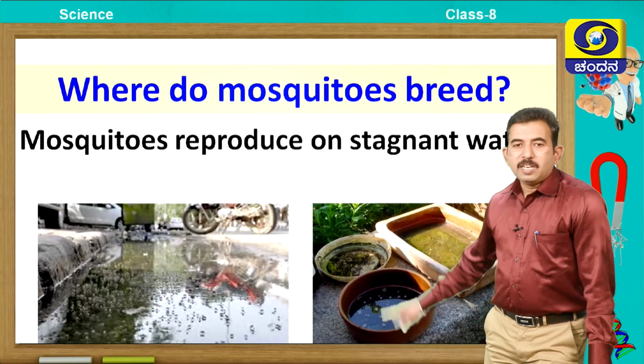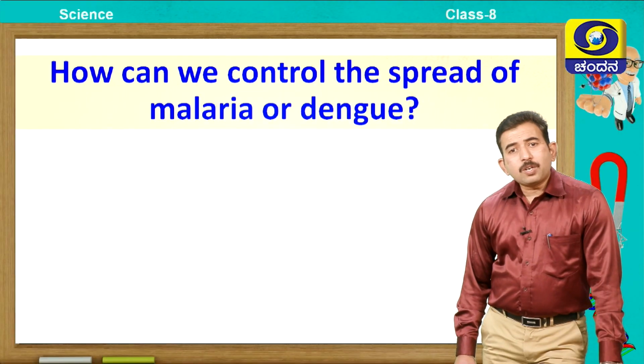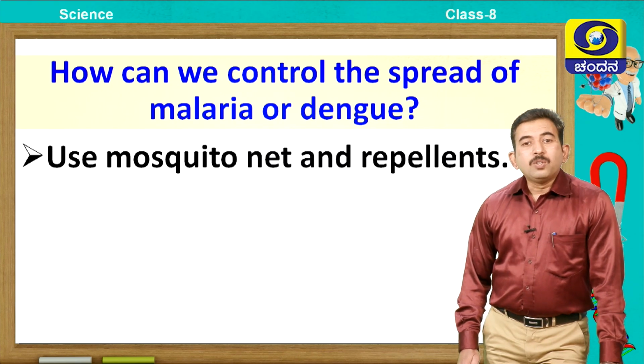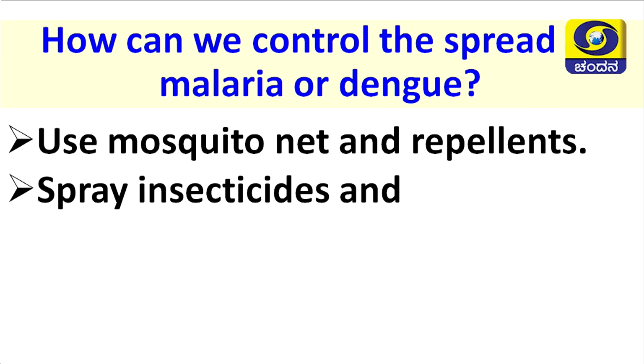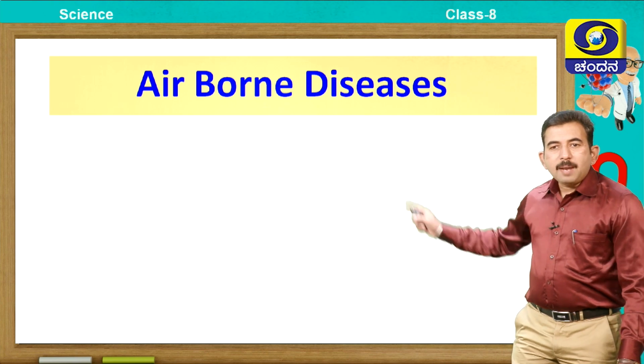Yes, of course, in this picture you can see mosquitoes reproduce on stagnant water. Students, remember, mosquitoes reproduce on stagnant water, so we should not allow the water to stagnate around us. How can we control the spread of malaria or dengue? Yes, you are correct. Use mosquito nets and repellents in homes, spray insecticides, and do not allow water to collect in the surroundings.